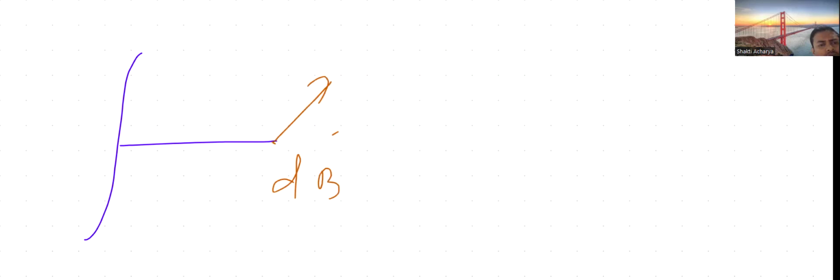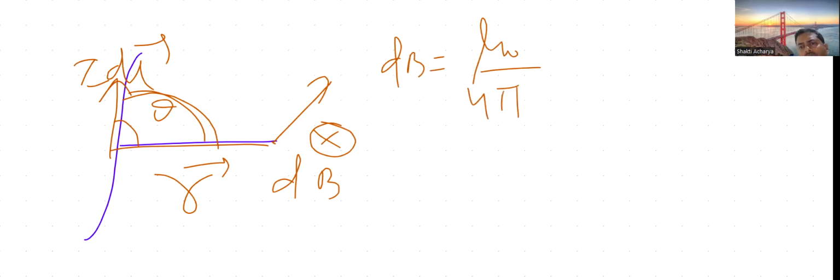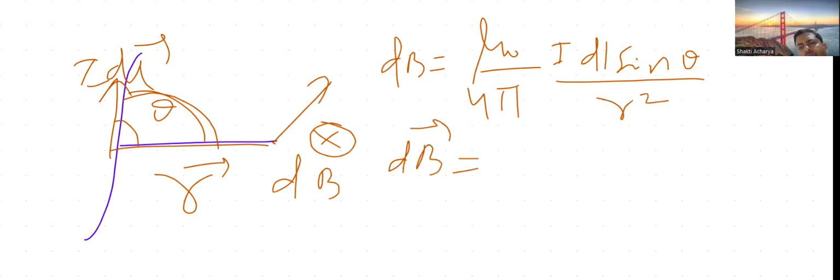Now I'll be writing Biot-Savart law in vector form. So this is the point where I want to find out dB. This is towards the paper. Now this is my I dl. This is theta. This is r vector. So if you apply cross product and you are moving from I dl cross r, then the magnetic field is towards the paper. So I'm writing dB is equal to mu naught by 4 pi I dl sine theta by r square. If I'm trying to write it in vector form, now dB vector will be mu naught by 4 pi. Now sine theta is the angle between I dl vector and r vector.